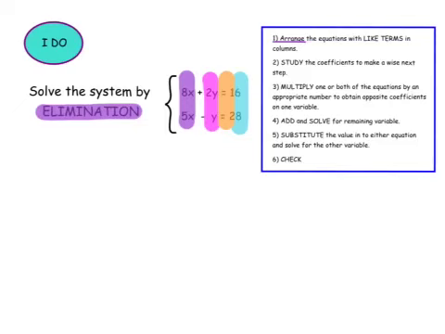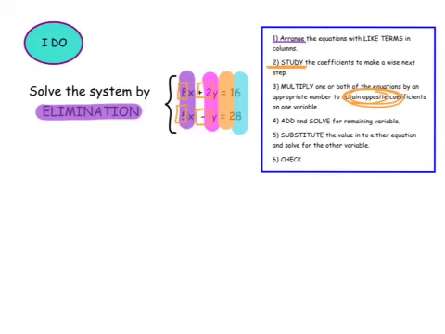Step 2 says to look at the coefficients to make a wise step. Because we need to find opposites. We're looking to make opposites for step 3. So we have the coefficients 8 and 5. We also have a 2 and -1. Now I need to make opposite coefficients. So I'm going to go with the ones that are already opposites. I'm going to look at the y's.